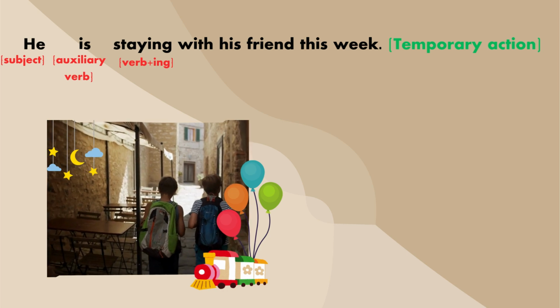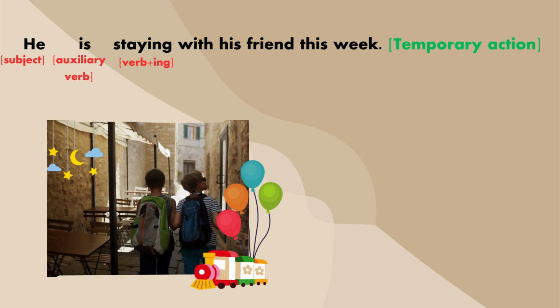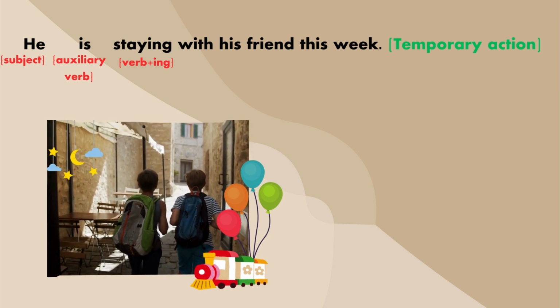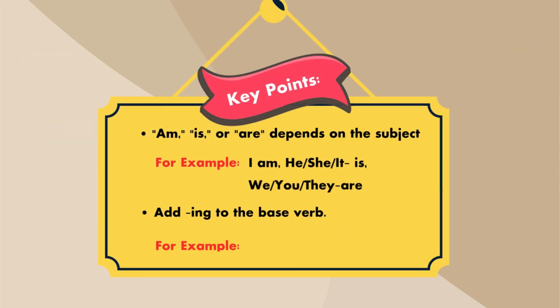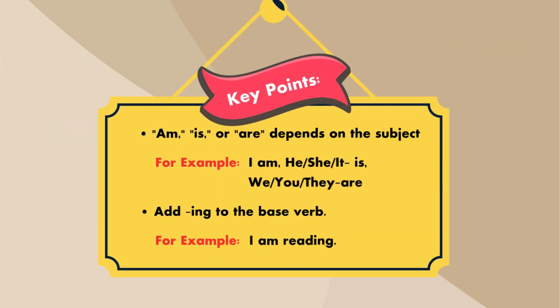He is staying with his friend this week. This is a temporary action. Key points: am, is, or are depends on the subject. For example, I am, and we will use he, she, it for is, and we, you, they for are. Add ing to the base verb. For example, I am reading.